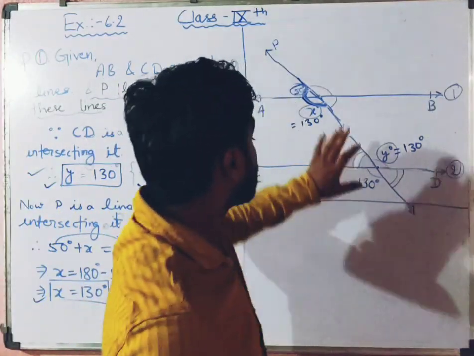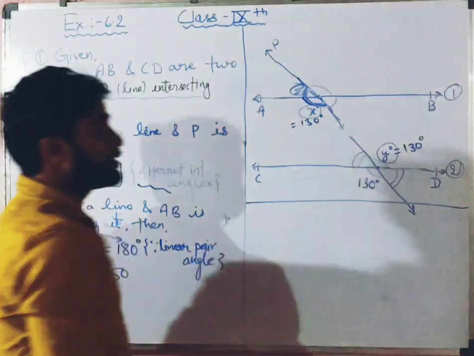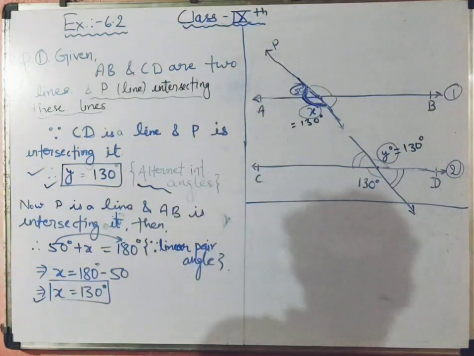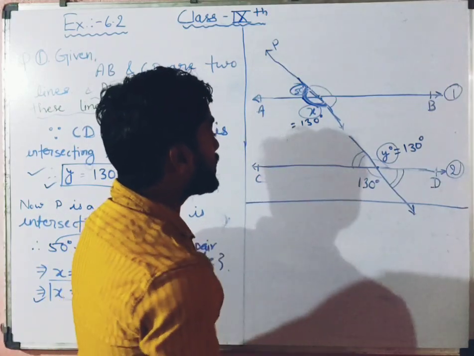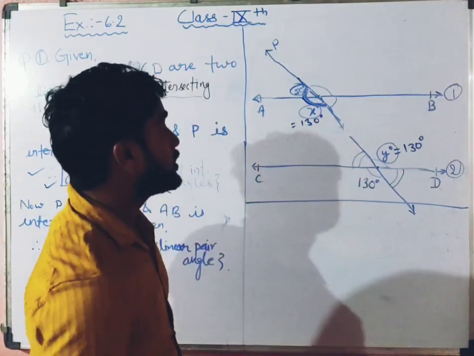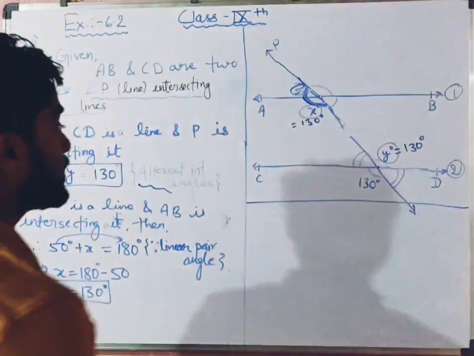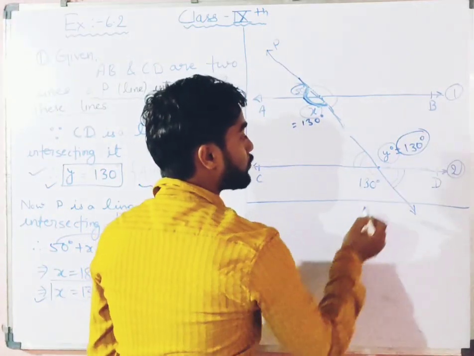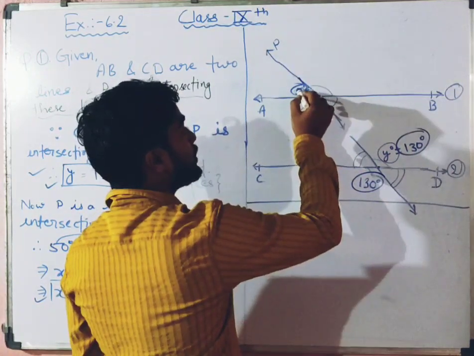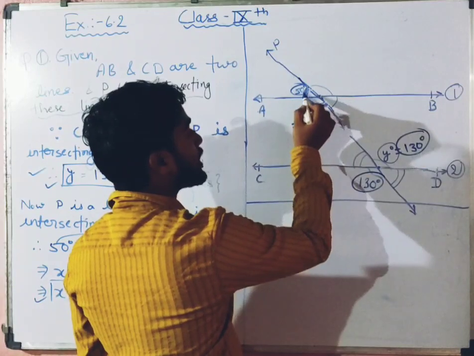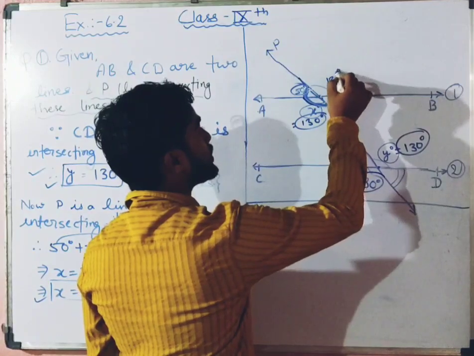Now, since this is the diagram, we have to prove AB is parallel to CD. What we know is that if two alternate interior angles are equal to each other, then P is working as a transversal there. Clearly you can see that the value of this y is 130, and that is also 130. The given angle is 50, so that one is also 50, and if this one is 130, then this one is also 130 degrees.